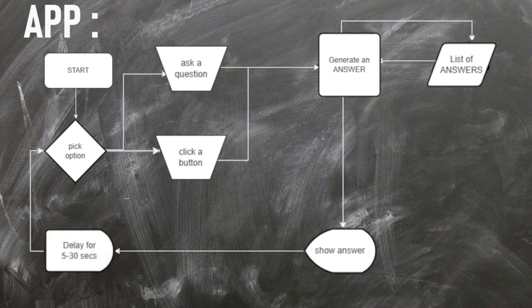Lastly, to ensure that our server doesn't get overloaded, let's introduce a delay of 5 to 30 seconds before allowing another question or answer generation. Now let's get coding and bring this app to life.